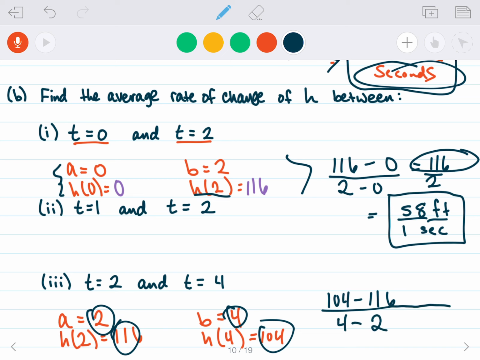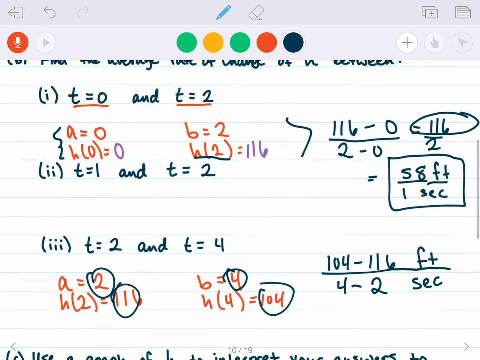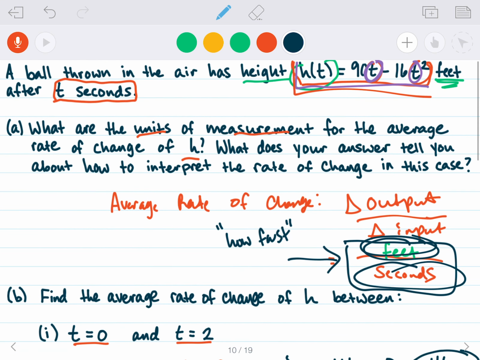Now on top the units, remember, are feet, and on bottom are seconds. So 104 minus 116 is minus 12 feet, over 4 minus 2, which is 2 seconds. Simplify this even further to get negative 6 feet per second. Now, what do you suppose that means in the real-world context of this problem?